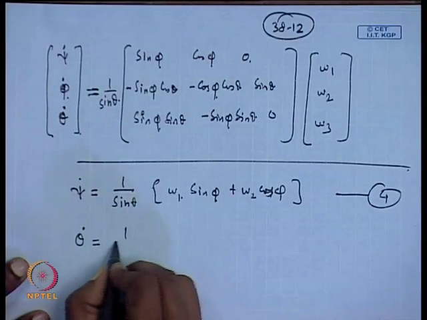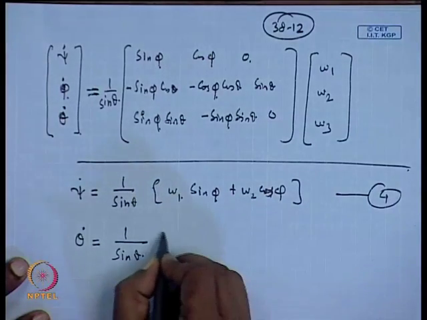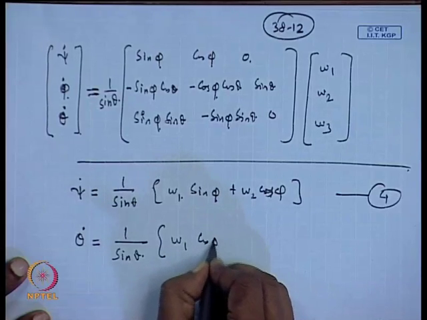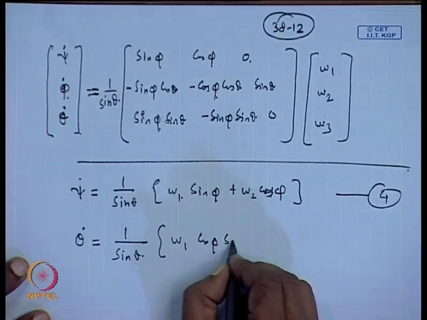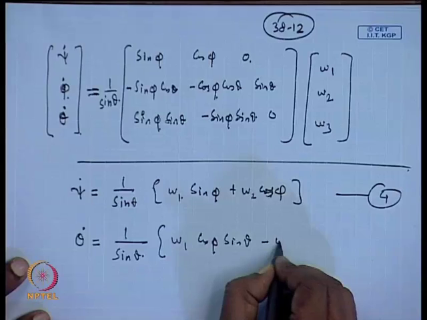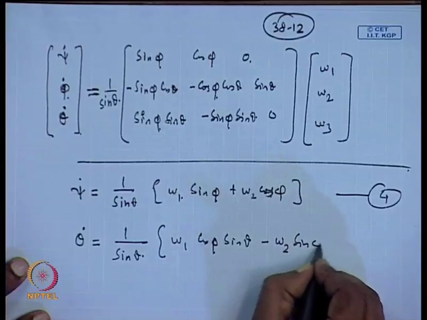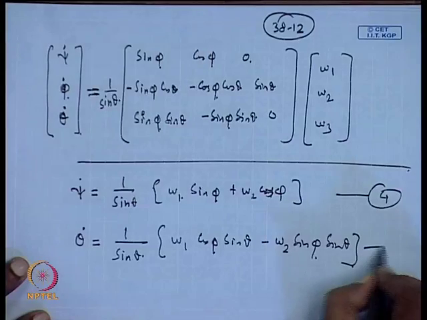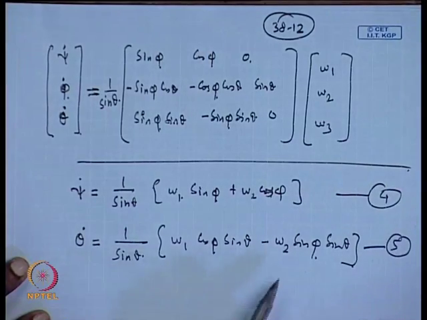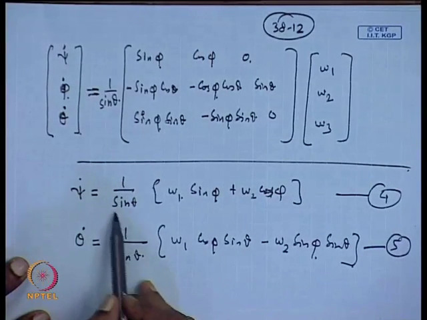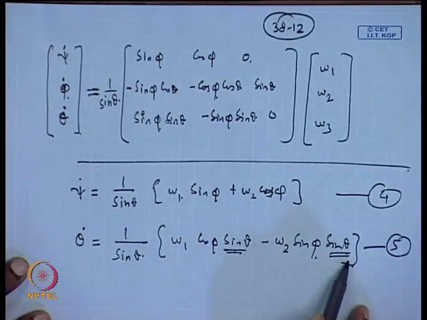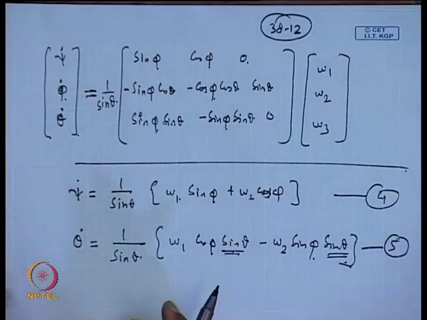Theta dot can be written as 1 by sin theta times omega 1 cos phi sin theta minus omega 2 sin phi sin theta. Here, to make this 1 by sin theta common, I introduced sin theta inside. This step you carry out yourself, this is not very difficult.